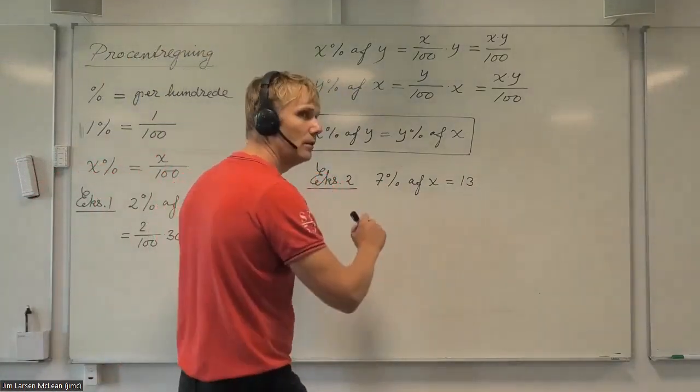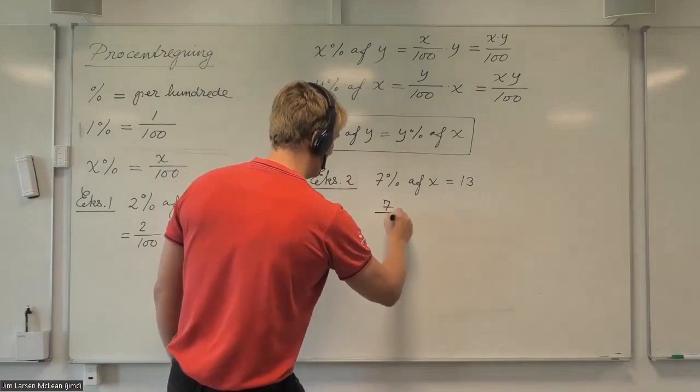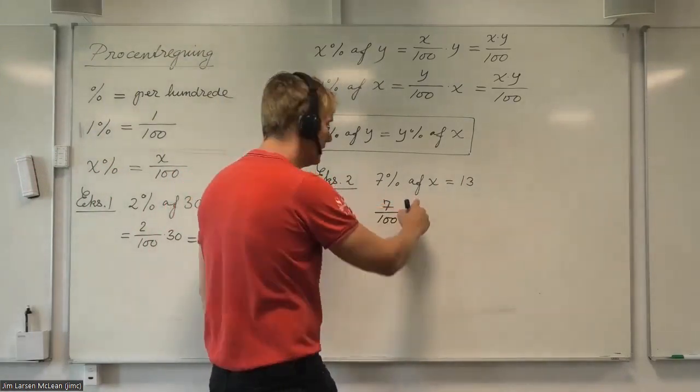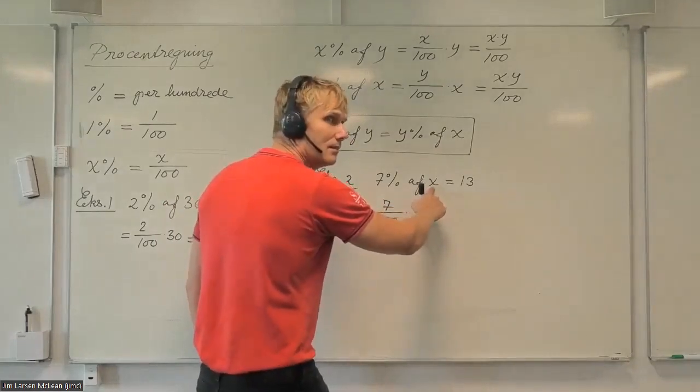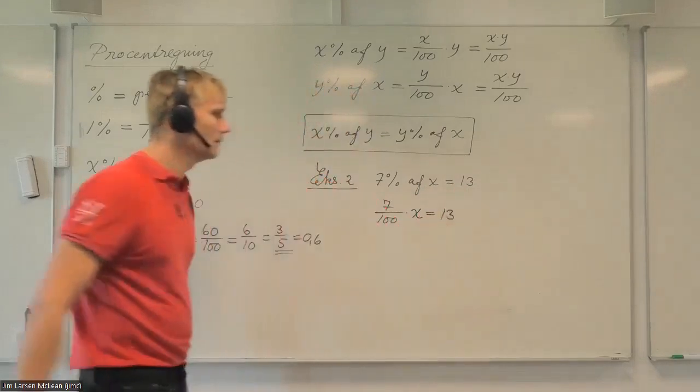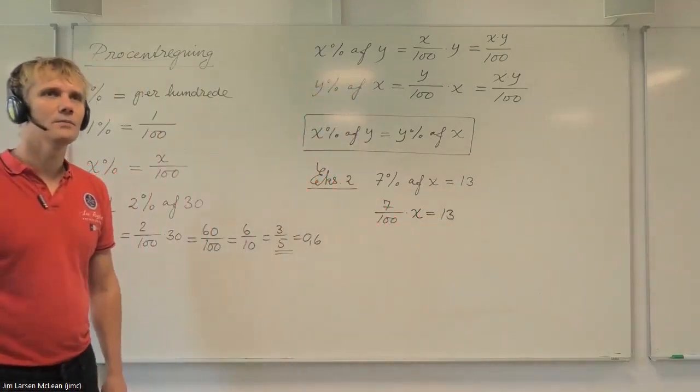Because what 7% means now is 7 over 100. And what the "of" means is times. So multiply what I don't know, X. And you should do this on the right side: 13. Then there's just an equation and we're done.